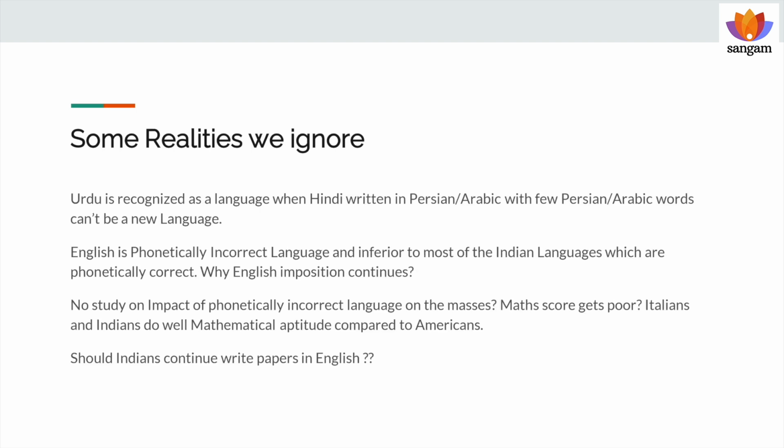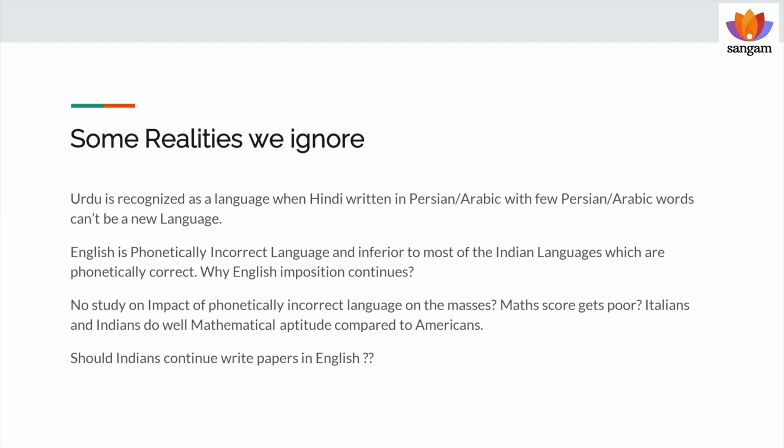So these are some of the realities that we ignore: that Urdu is recognized as a language when Hindi written in Persian with few Arabic words can't be a new language. If you write Hindi in English script with few English words in it, it will not become a new language. So stop fooling us around. You have already fooled our world on Urdu.